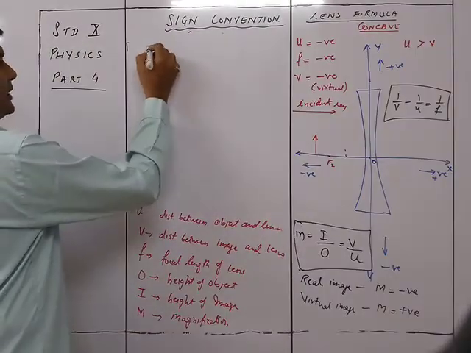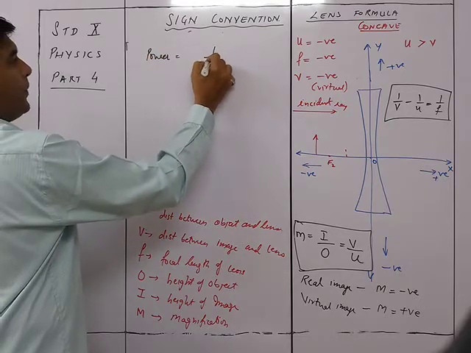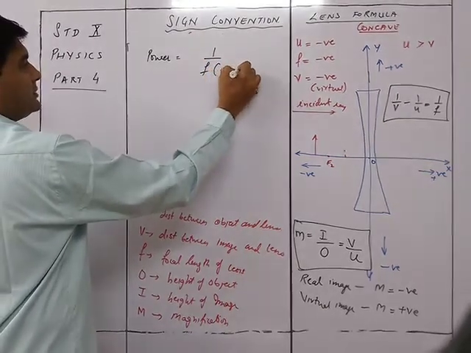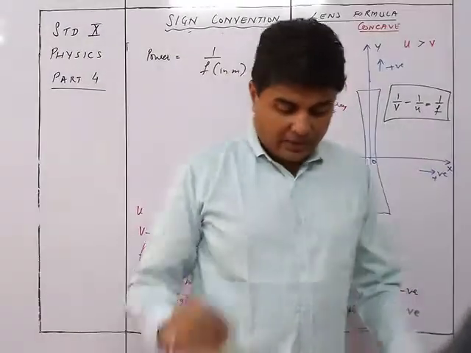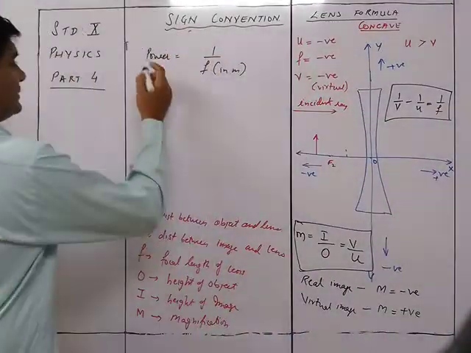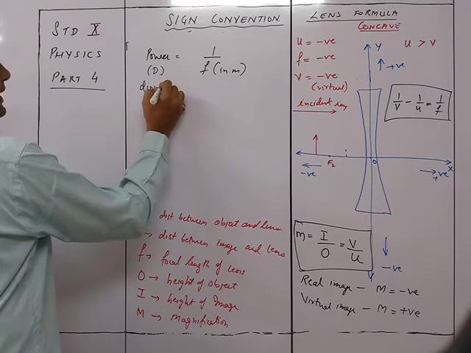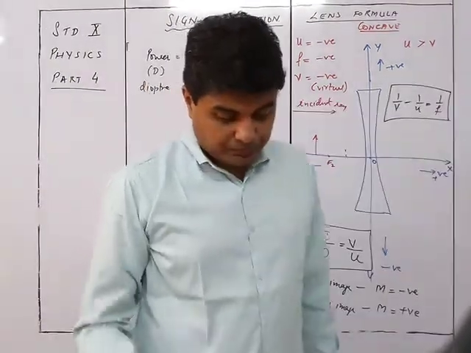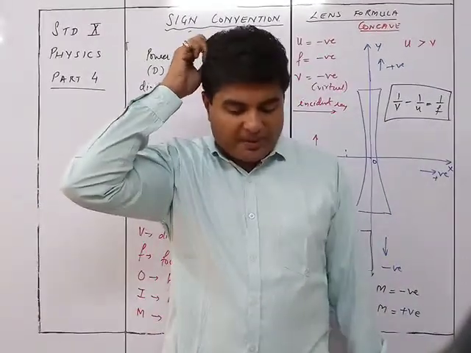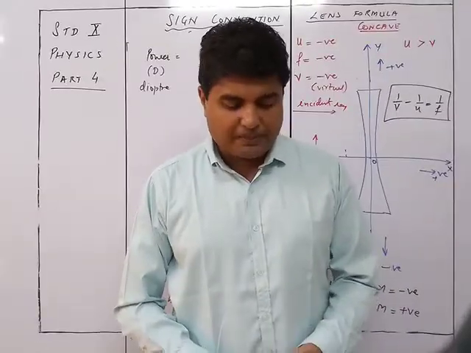So we have over here the power of the lens, which is equal to 1 upon focal length in meters. It is given by the symbol D, that is diopter. Diopter is the unit of the power of lens. While giving a prescription to a patient, an optician does not quote the focal length of the lens, but he quotes the power of the lens.